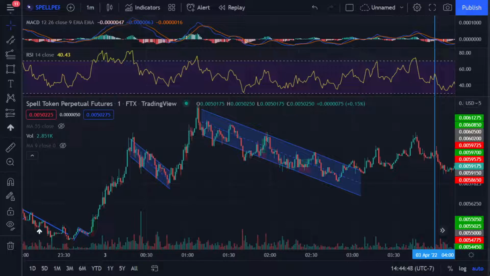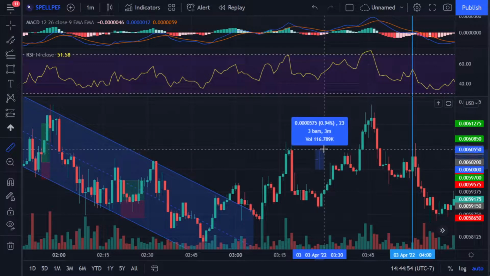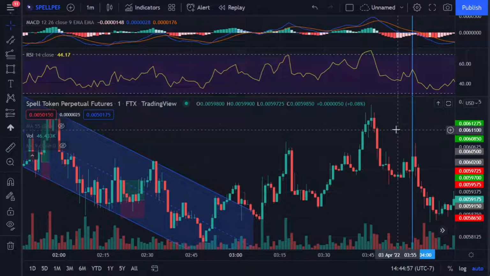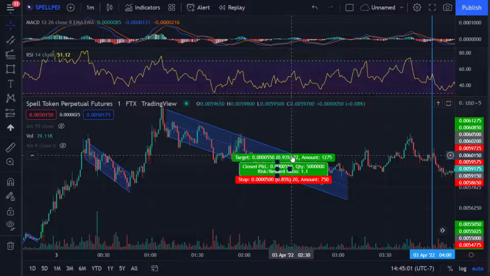You don't have to do the 20x, 100x leverage where you're risking a lot, especially on a coin like this, where you regularly see 1 minute candles of 1% or more. So just be careful, I guess.